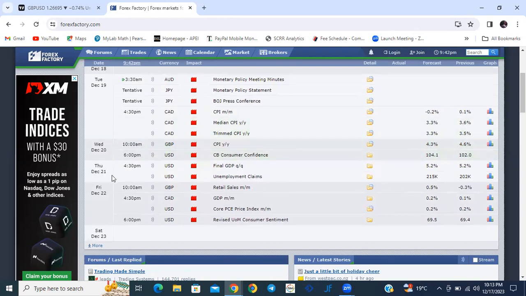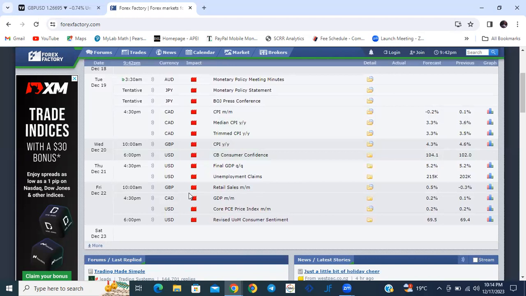as projected. Then we have USD on Wednesday, consumer confidence. So the consumers are more confident with the economy, meaning that it might be positive for the dollar. That is according to the projections. Then we have final GDP QQ and unemployment claims. Final GDP they're anticipating to remain the same, but unemployment claims are anticipated to increase, meaning that these might weaken the dollar if the unemployment claims increase from 202 to 215, or if we have a figure that is higher than the forecast. So it means that it will be negative news for the dollar.